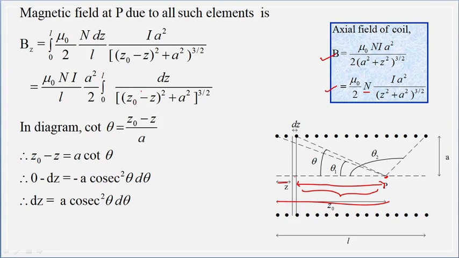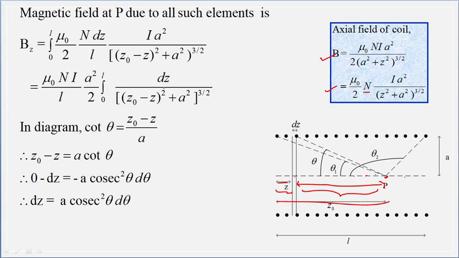So now we have written that, and we take the constant outside: mu naught N I by L, A square by 2, integral from 0 to L. z is a variable. The point P can be anywhere on the axis, so what is variable is the element; the element can be anywhere, here or at this end. So z is a variable, and it remains inside the integral. Now we have to evaluate this integral.